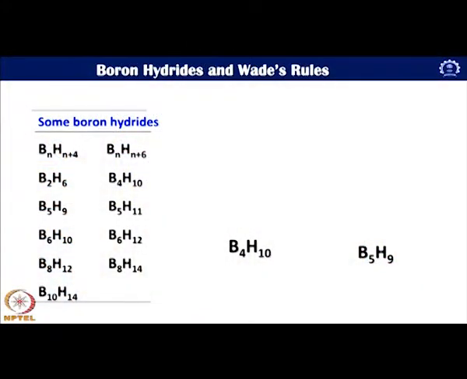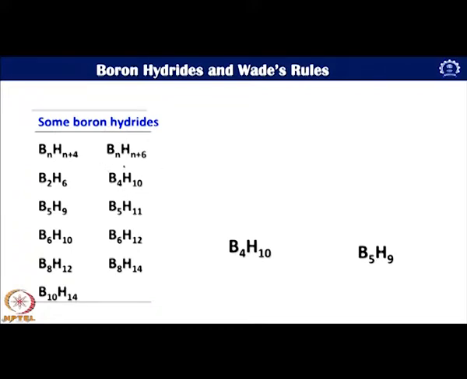We have two series, one is BnHn+4 and another one is BnHn+6 series, and I have given some examples here. In case of BnHn+4: B2H6, B5H9, B6H10, B8H12, B10H14, and similarly in this series we have B4H10.